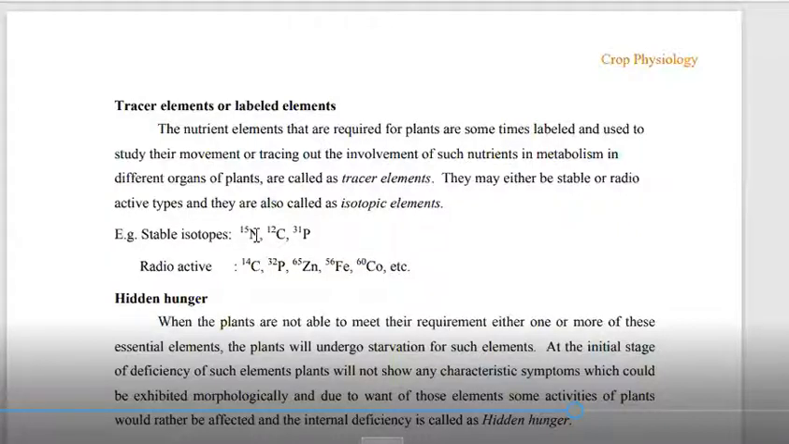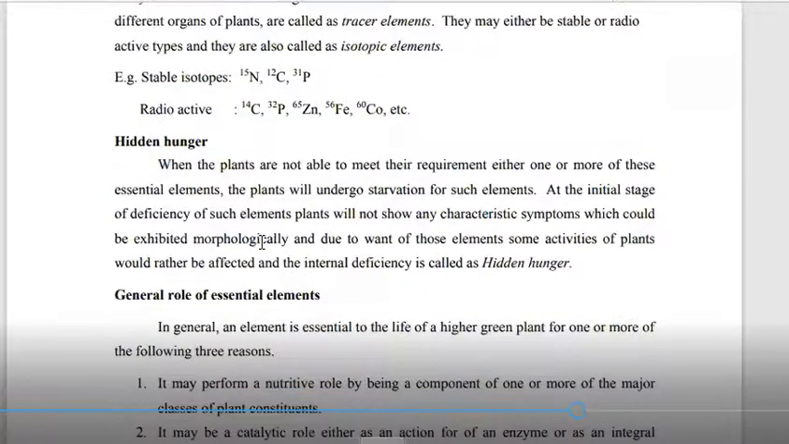Then another term that is given is hidden hunger. Okay, what is the meaning of hidden hunger? It means when the plants are not able to meet their requirement of one or more of these essential elements, the plant will undergo starvation for such elements. For example, in the soil there is a requirement of phosphorus for the plant, but there is no availability of phosphorus in the soil for absorption by the plant.